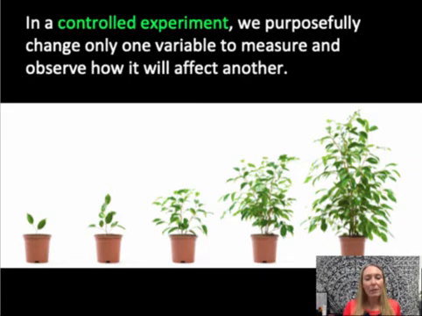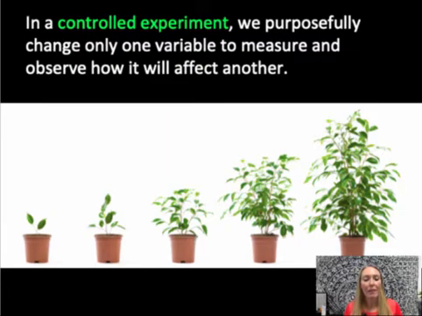In a controlled experiment, we purposefully change only one variable to measure how it will affect another. In this imaginary experiment, we're only going to change the amount of water given to the plants to see how tall the plant will grow. We change the amount of water, we measure how it affects the height of the plants. Those are the only two variables that will change during this experiment, since we're going to try, to the best of our ability, to keep everything else that could affect plant growth the same.